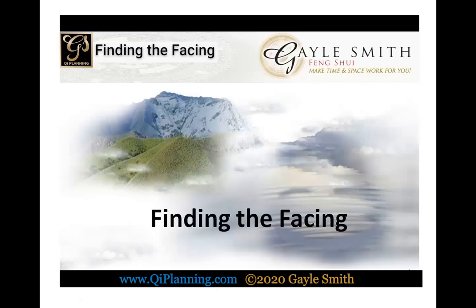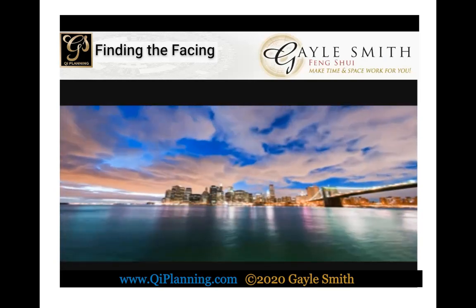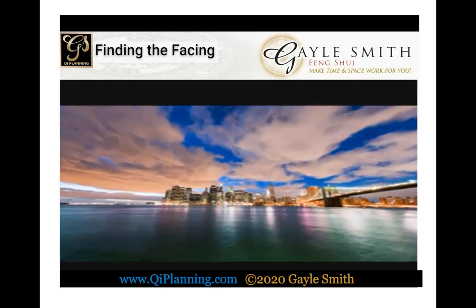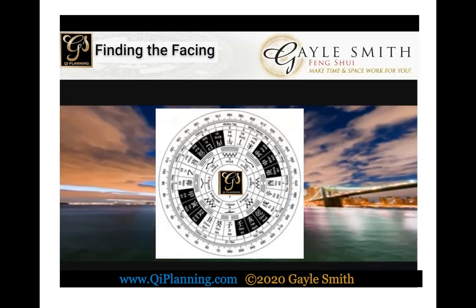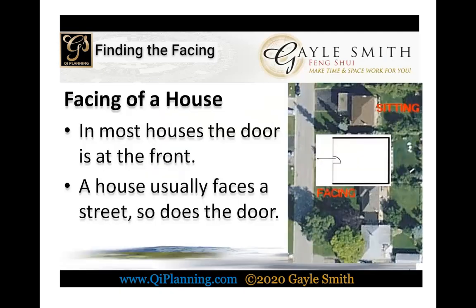Finding the facing. The facing is important because it dictates which one of the 24 directions the chi will take inside a space. However, finding the facing is not always an easy task. The guideline is that the side with the most activity is the facing. This usually comes from the street.